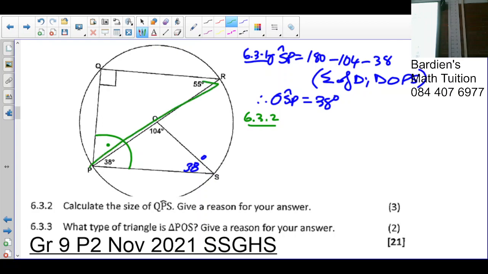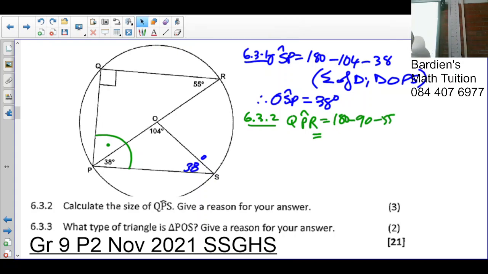Again, sum of angles of a triangle. Do I have to state that it's 90 degrees? No, why not? It's on the diagram. Okay. So we're going to say that QPR is equal to 180 minus 90 minus 55 gives us 35 degrees. Have we answered the question?